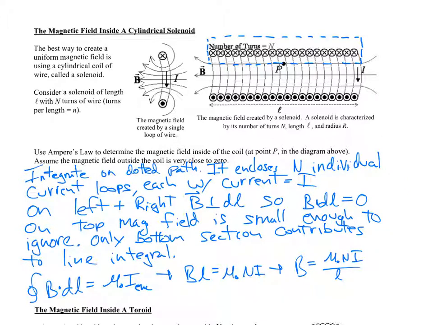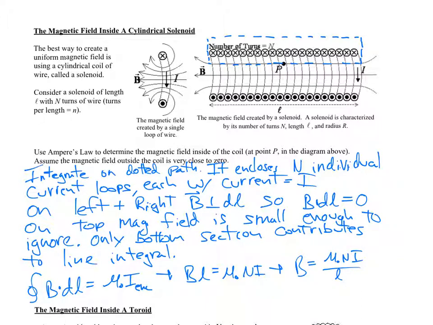And since we have n loops of wire in here, right? We had n of these things. We take for our current enclosed n times I, because I was the current per loop and n was the number of loops. So we get a magnetic field of mu naught N I over L.